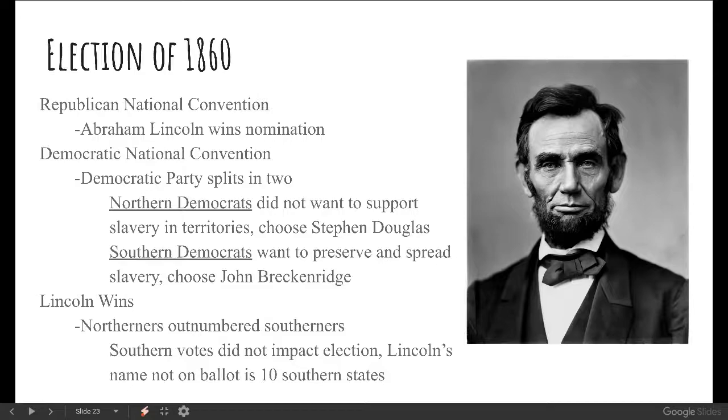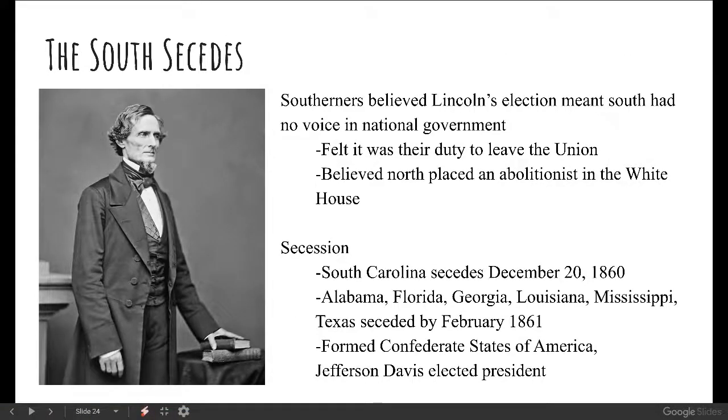Lincoln, of course, wins. And it was basically because there were more Northern voters than there were Southern voters. So the Northerners outnumbered the Southerners. The Southern votes didn't impact the election at all. Lincoln's name wasn't even on the ballot in 10 of the Southern states. But Lincoln won anyway. So you can imagine how the Southerners are going to react to this. They didn't even really get a say. Of course, by not putting Lincoln on the ballot, they kind of dig their own grave there. But they're not going to be happy with Abraham Lincoln as president.